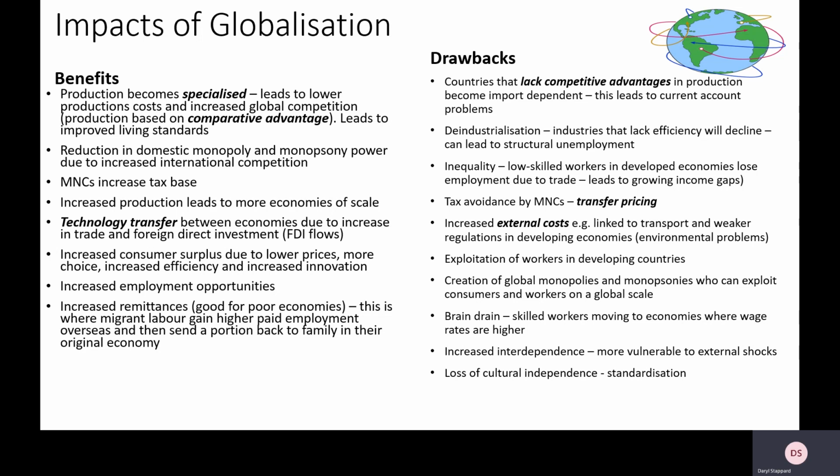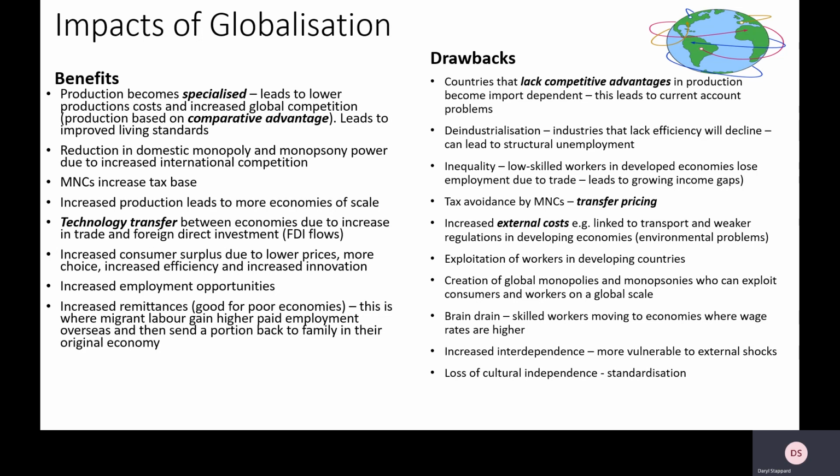Now, on that theme as well, workers in developing economies might become exploited. So big MNCs might base production in Bangladesh because workers are not only cheap, but there's weak laws around employment protection. So then workers might get exploited by those large firms. We can also get the growth of global monopolies. So the idea would be that as firms grow and expand across the world, they can become large dominant players and then exploit not just workers, but consumers, not just at a country level, but on a global scale.